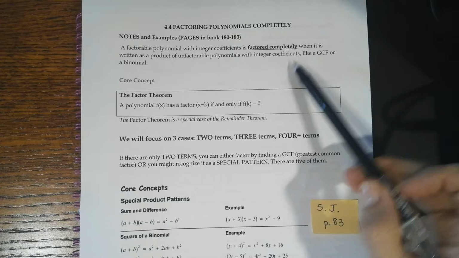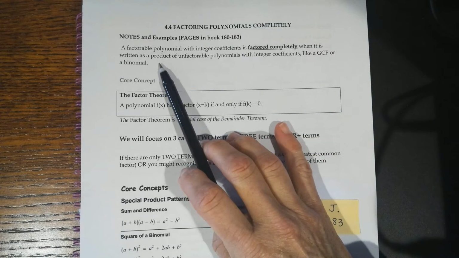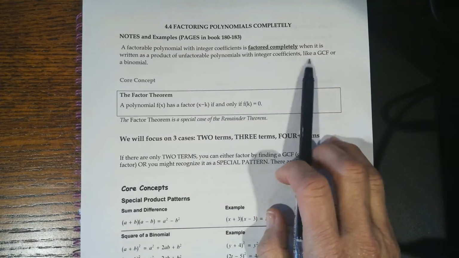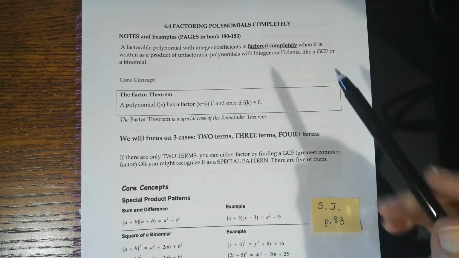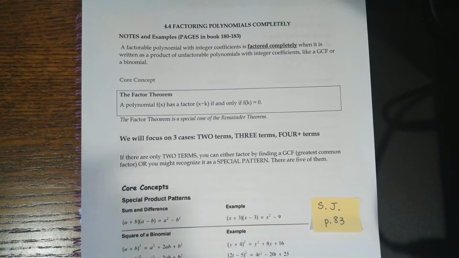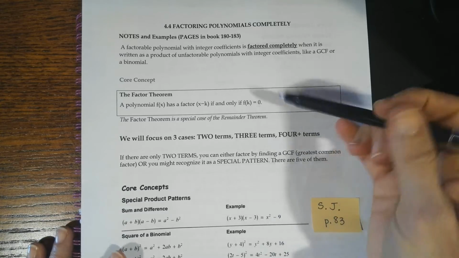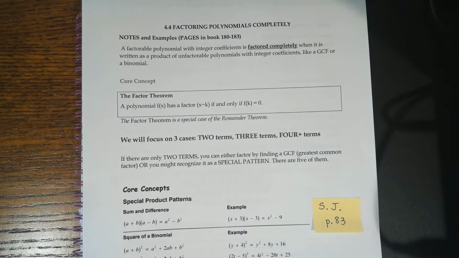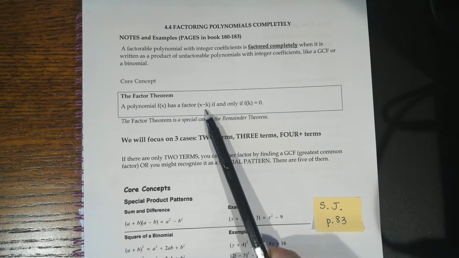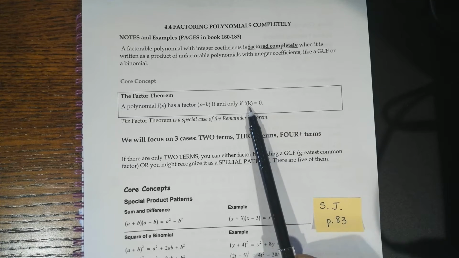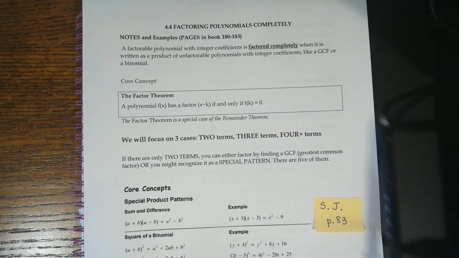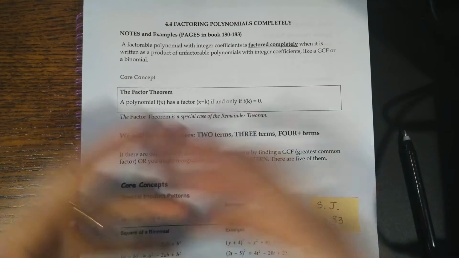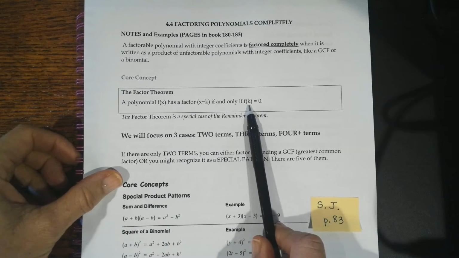Basically, once you take a polynomial, if you can write it as a product of unfactorable polynomials, usually like a greatest common factor or a binomial, then you're done. So the point is to get it factored all the way. Nothing can be left. And we have a factor theorem that says that any polynomial, this function f of x, has a factor x minus k, like a binomial, if and only if that factor gives you a remainder of 0. So this is the definition of a factor. The numbers will go into bigger numbers evenly, or the binomial will divide into the polynomial evenly.